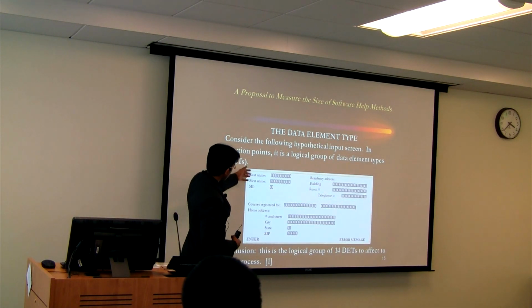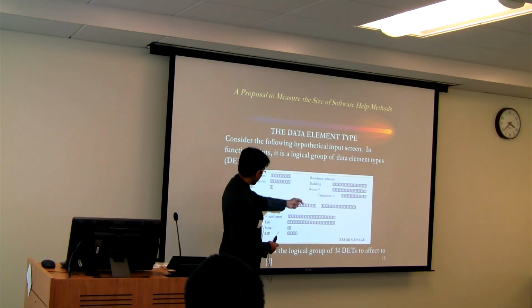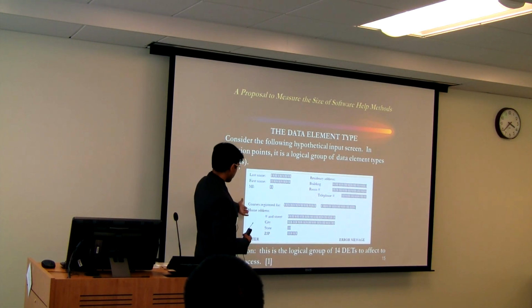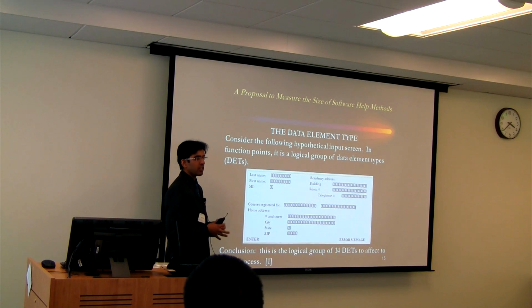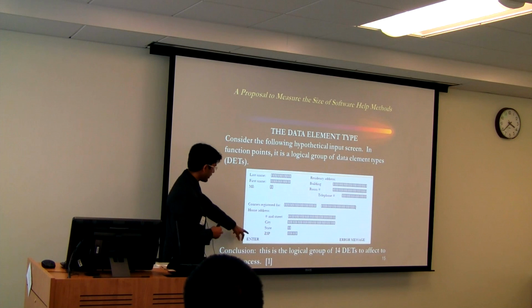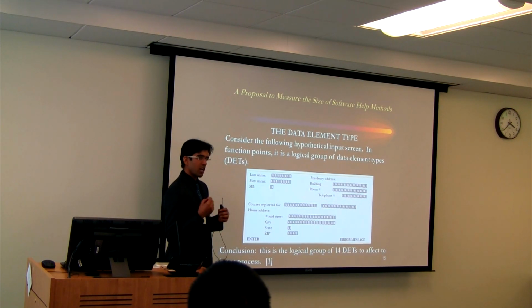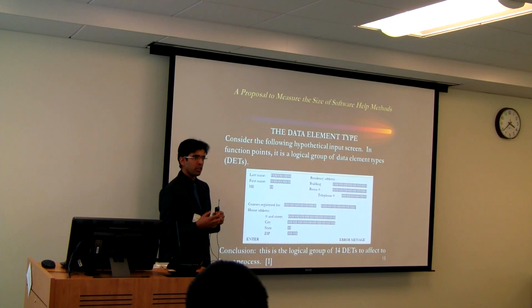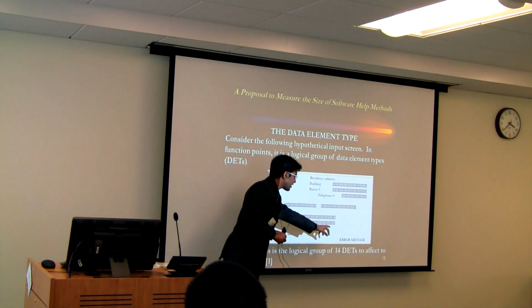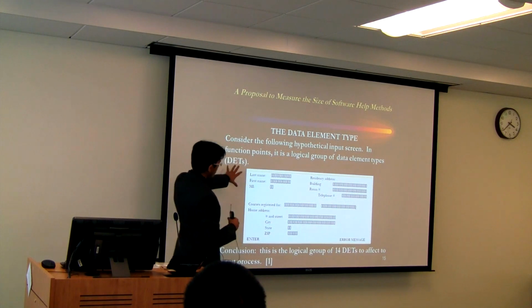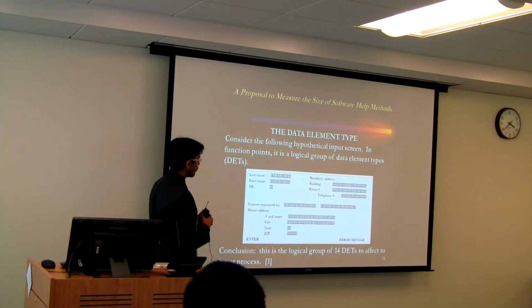The first one is last name, first name, MI, residence address, building, room, telephone, the course, of course, the address, street, city, state, zip. So there are 12 inputs here. And then after inputting the data, we need to command the system to take in the input. So we need the input here. And if there is an error message in a software input, IFPUG requires us to count that as one DET. So in this specific input, there are 14 DETs.